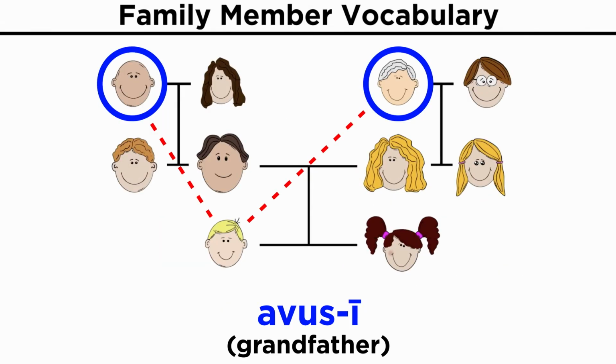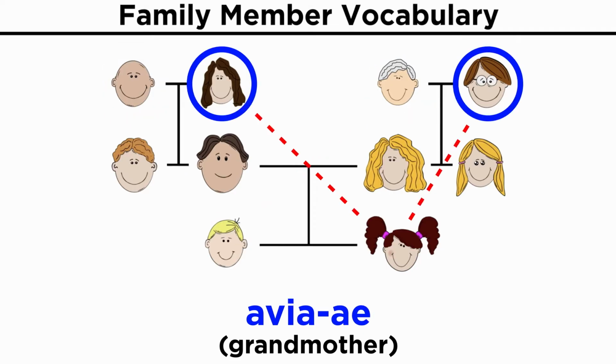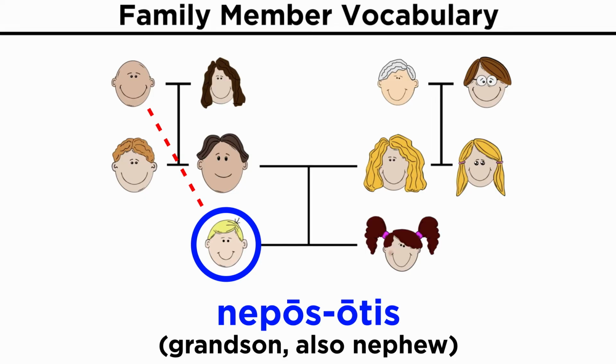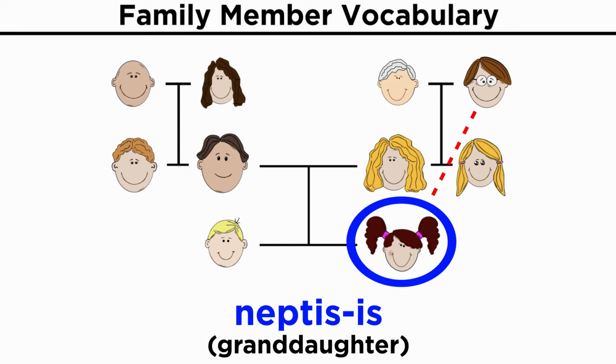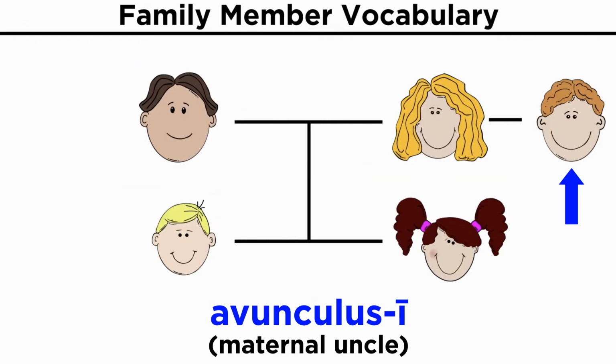Avus, avi. Avia, aviae. Nepos, nepotis. Neptis, neptis. Avunculus, avunculi.